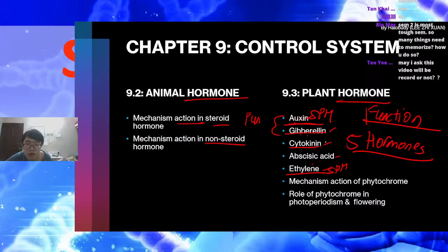You have to know. You don't just know the function of each hormone; you also have to know the collaboration between these 5 hormones. I can say that auxin, gibberellin, cytokinin, and ethylene promote growth of the plant, but abscisic acid inhibits growth. That is very general, just a clue. But in detail you have to know.